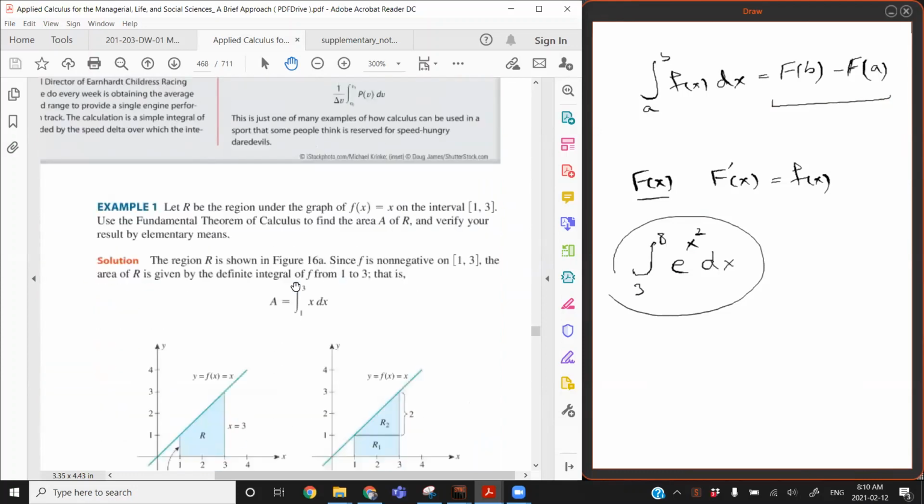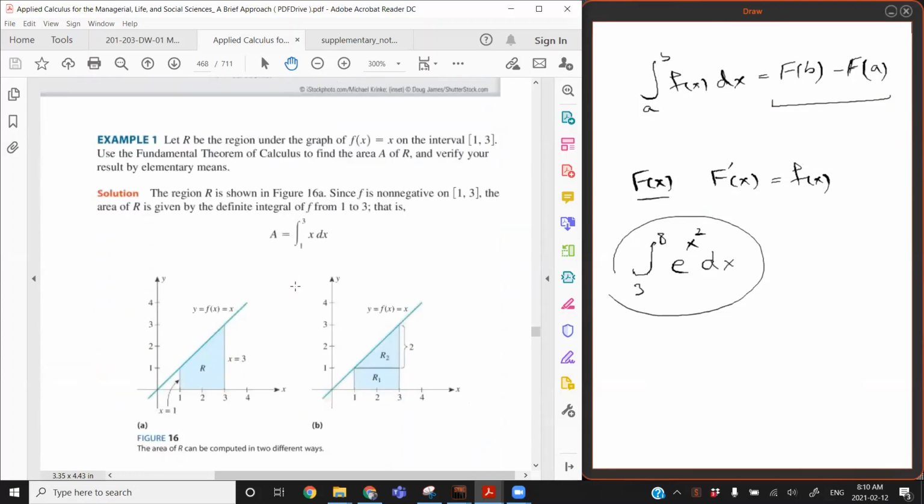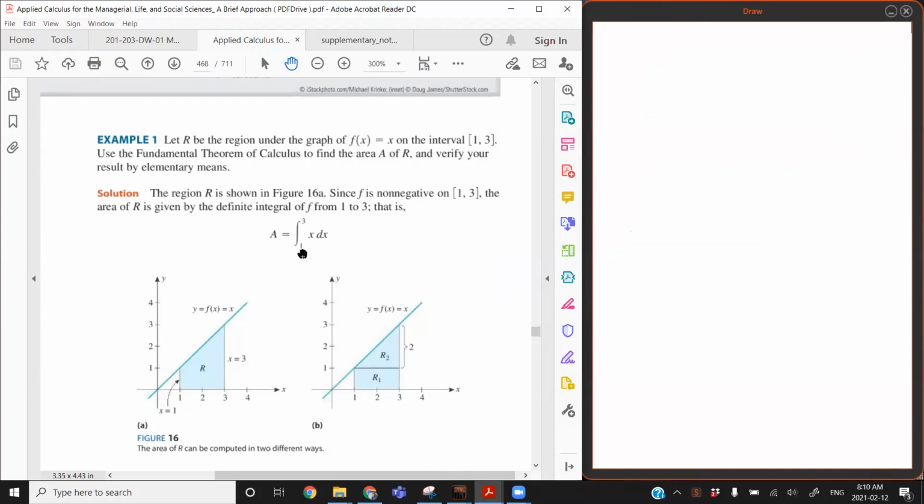Let's look at some examples. In example 1, the area that we are dealing with is this area here, the region R, the integral from 1 to 3 under the curve y equals x. Since this is a rather regular shape, you can just divide that into two regions, a rectangle and a triangle, and calculate that area.